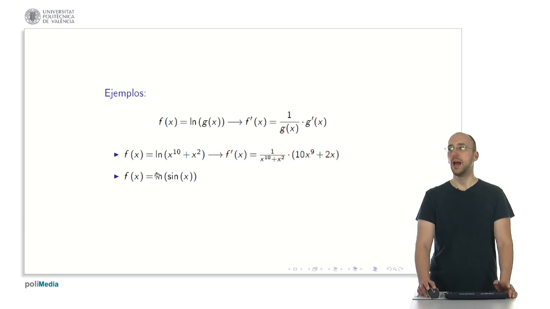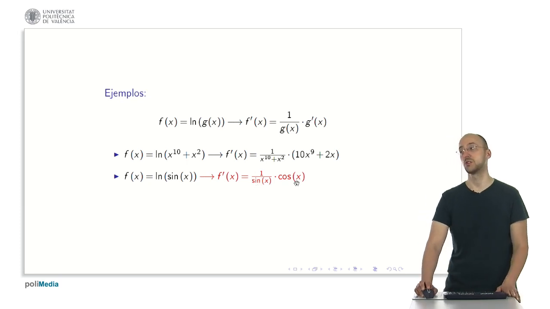An example involving a mixture of the logarithmic function and the trigonometric function sin of x. How do we differentiate this? We begin by identifying the components. G of x is the sine of x. By applying the rule, the derivative would be 1 divided by the sine of x, which is the same function you see in the denominator. Now we multiply by the derivative of the sine of x, which you should all remember is the cosine of x.